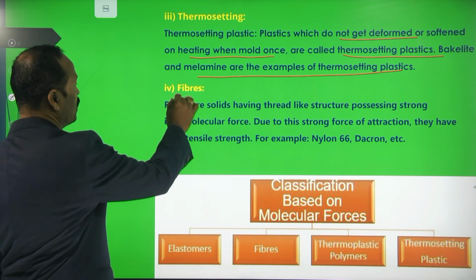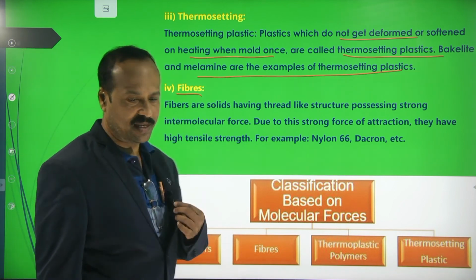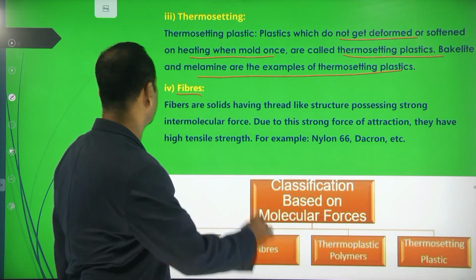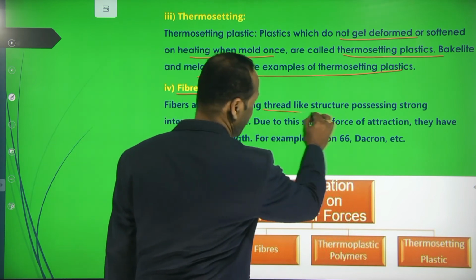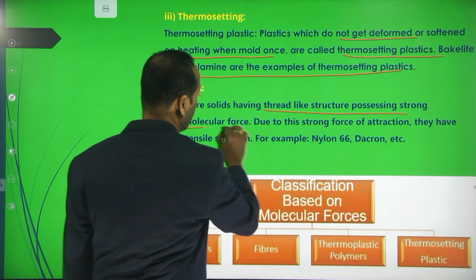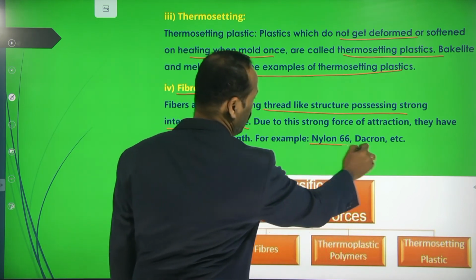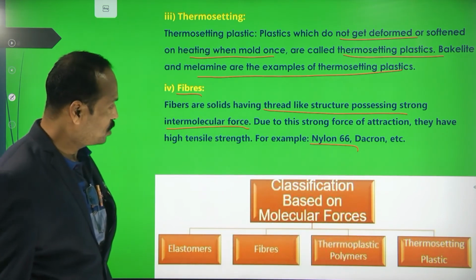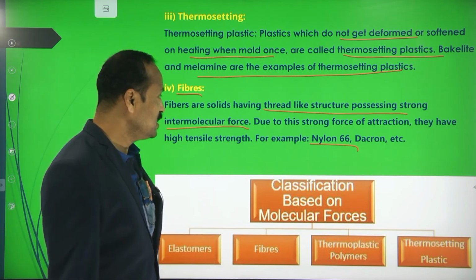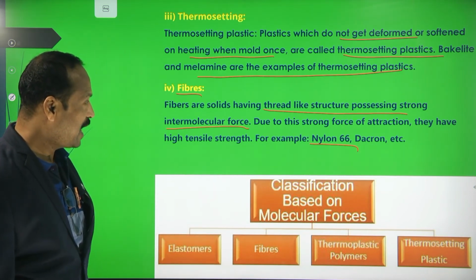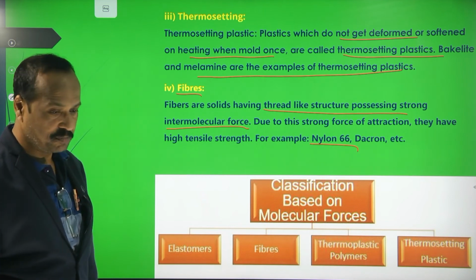Now the fourth type is fibers. Fibers means what? Like threads. So fibers are solids having thread-like structures possessing strong intermolecular forces. Due to this we can make ropes, so they are called fibers, and examples are nylon and dacron.